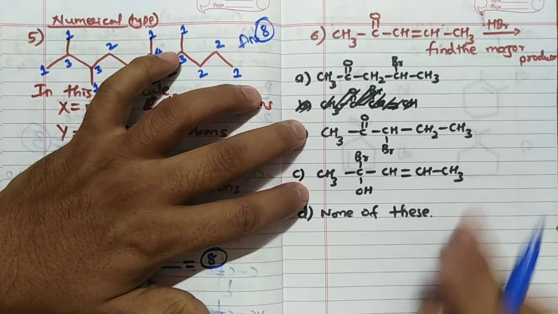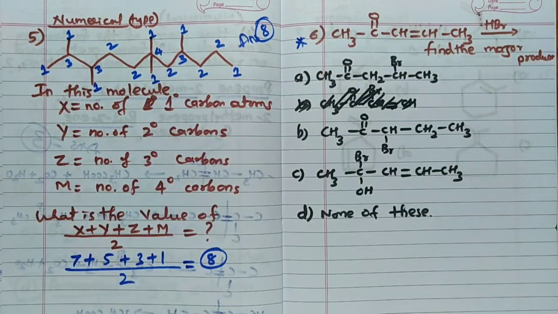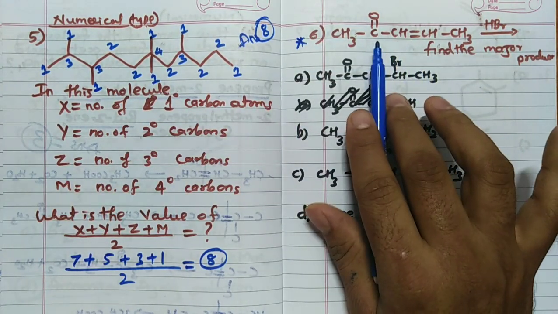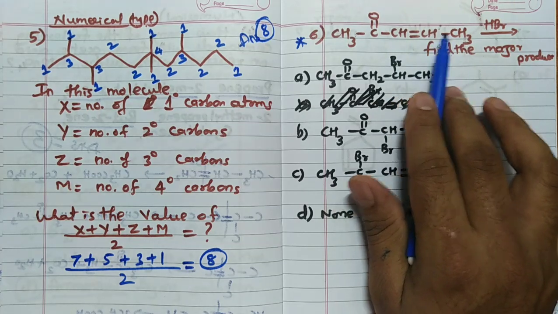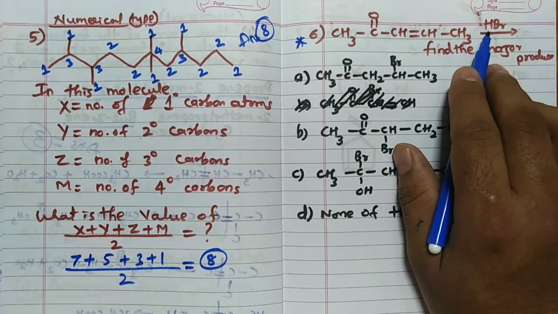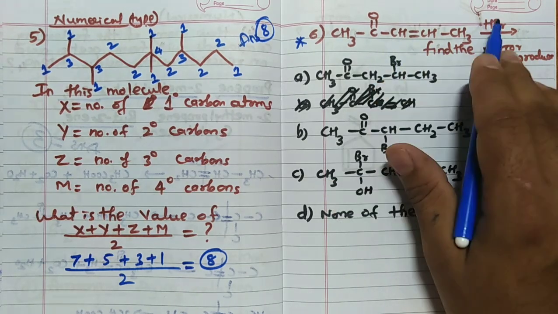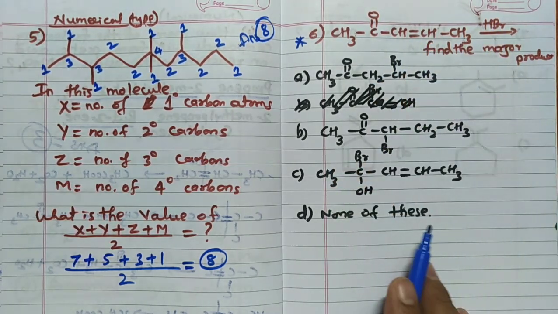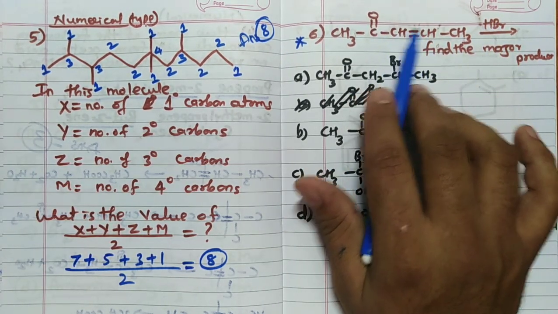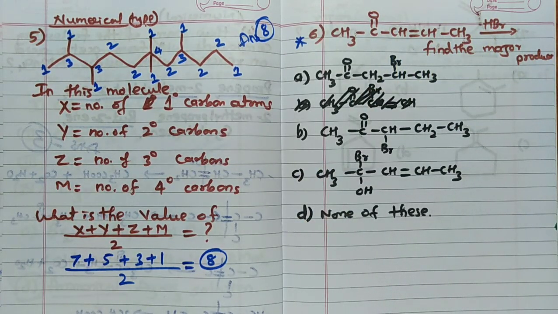Now here is very important. This concept you have to learn: why the product is going to be different. See, CH3 C double bond CH double bond CH CH3, HBr, find the major product. It looks to be very simple. HBr is there, which means attach one hydrogen to one carbon of the double bond, one Br to the other carbon of the double bond. Here you can see both are symmetrical. So you will think that if you add Br to any one, you will get the product.